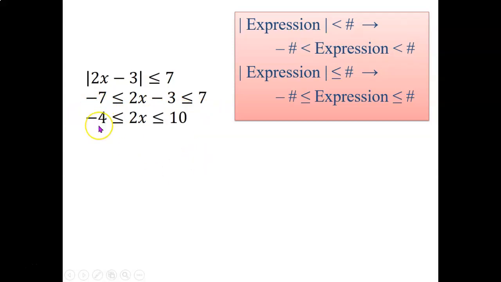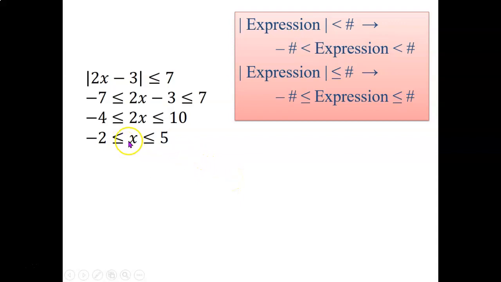Negative 7 plus 3 gives me negative 4. 2x minus 3 plus 3 gives me 2x. And 7 plus 3 gives me 10. Now I'll go from 2x to just x by dividing by 2 on all three sides. Negative 4 divided by 2 gives me negative 2. 2x divided by 2 gives me x. And 10 divided by 2 gives me 5. I divided by a positive number, so these signs are still pointing the same direction. They're still less than or equal to signs.